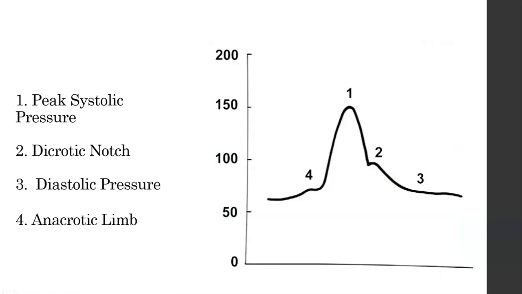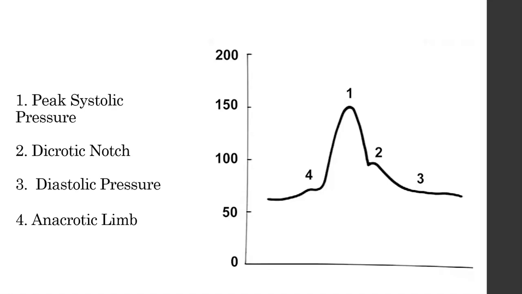Okay, so this slide shows the appearance of the waveform of an arterial pulse. Number 4 is the anacrotic limb that represents the first phase of the arterial pulse. It occurs as the ventricle ejects blood into the artery, and it records the arterial pressure rising. Number 1 measures the peak pressure on arteries during systole.